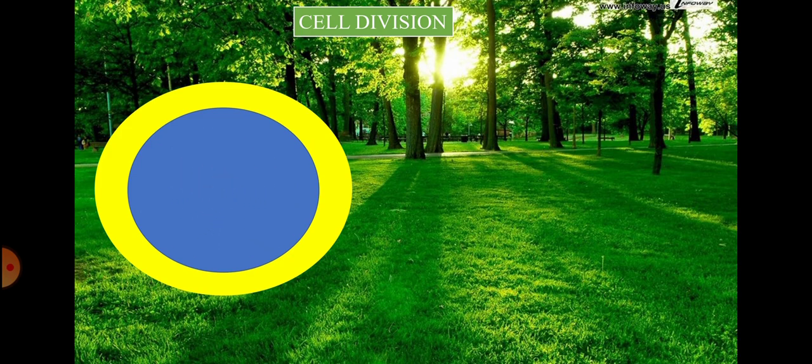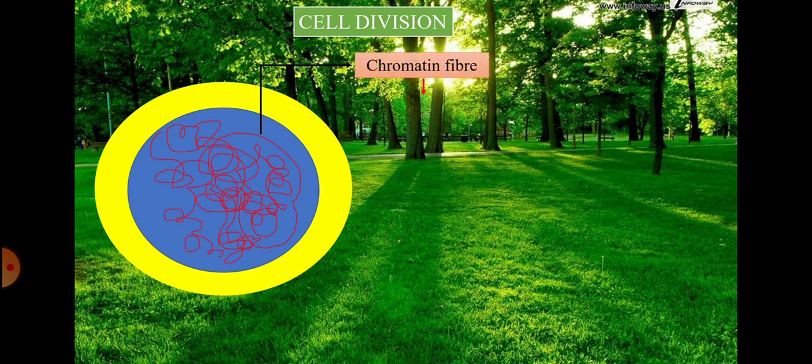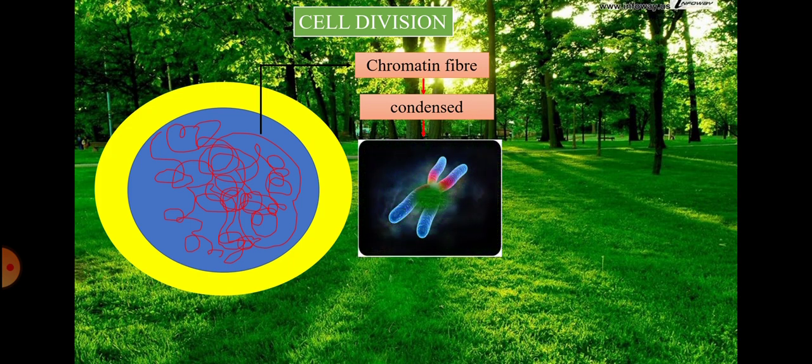To begin with cell division, the picture that is seen in yellow is your cell. We have a nucleus inside it, and this red thing is nothing but the chromatin. That means your DNA, your chromatin fiber which is present in your nucleus, condenses and forms chromosomes when a cell is starting to get divided, or when a cell attains its mature position and starts getting divided. So these chromatin fibers condense and they form chromosomes.